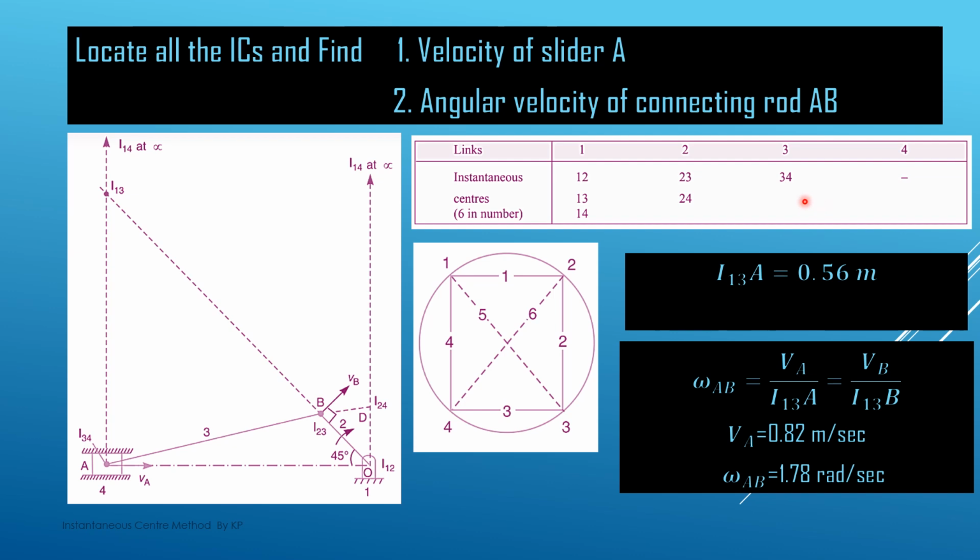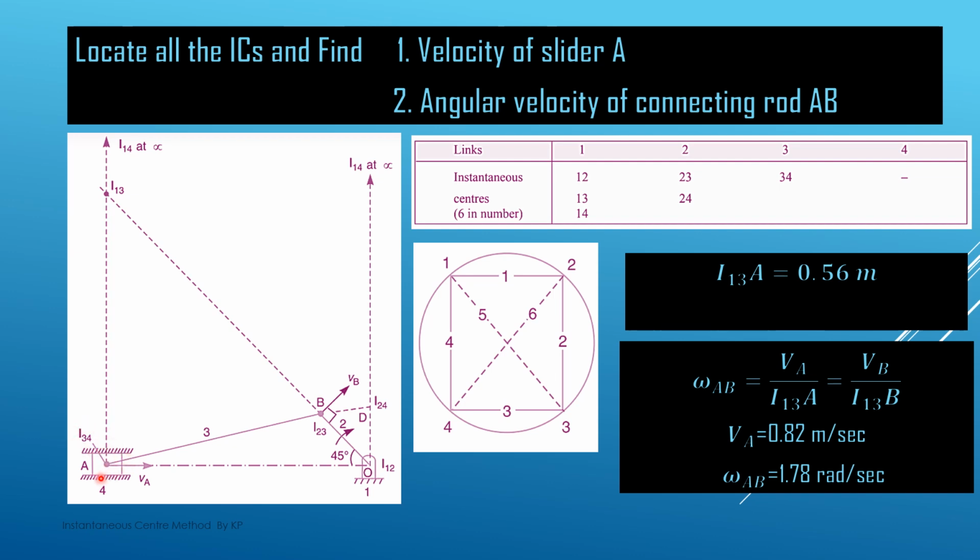Now after this we have to see, as discussed in the previous slide, which ICs we can easily locate. If there is a slider, the IC is at infinity; if there is a pin joint, the IC is at the pin connection. So here, 1 and 2 are the pin connection. So I12 lies here. This is I12. Then 2 and 3 have a pin joint at point B. So this is I23. We can locate it easily here. Then 3 and 4 again have a pin joint. So this is I34. Okay.